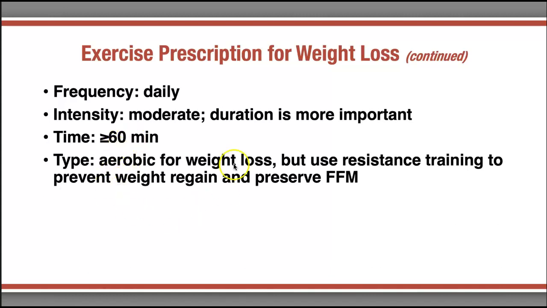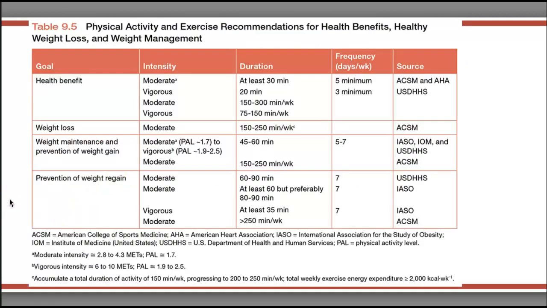As for the type, aerobic is going to be better for weight loss, but use resistance training to prevent any weight regain and preserve your fat-free mass. So I would say 2/3 aerobic and 1/3 resistance training is probably what you're going to want to do there.